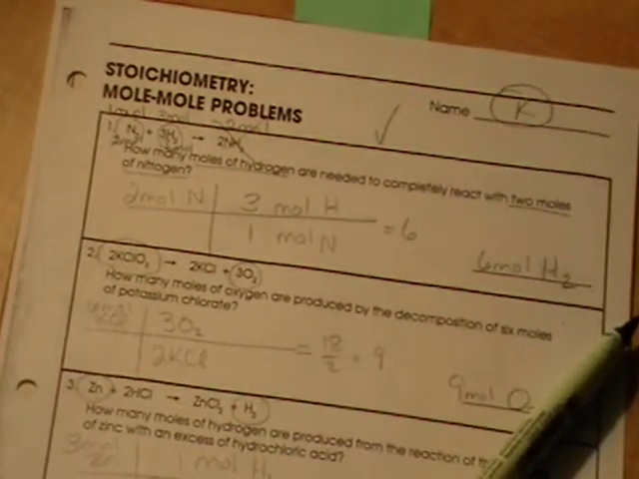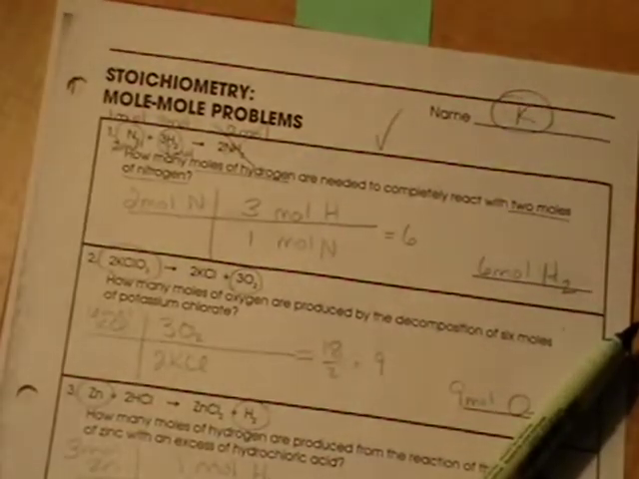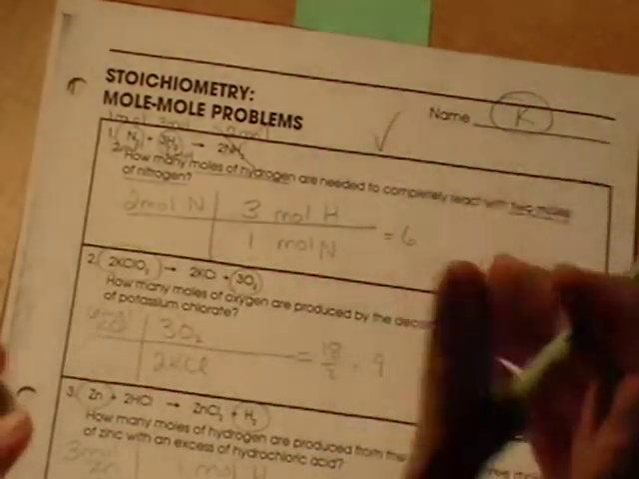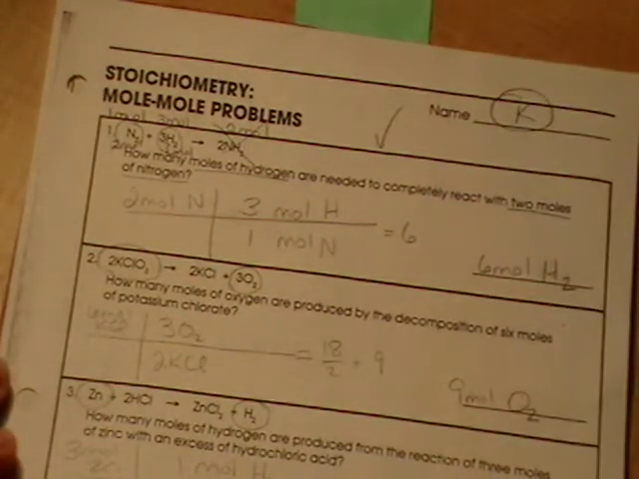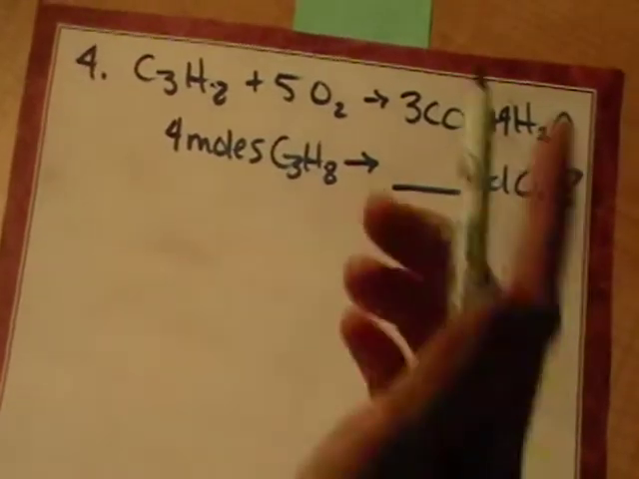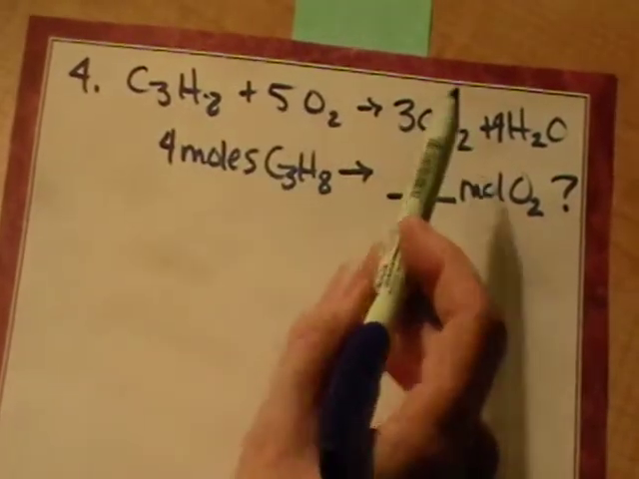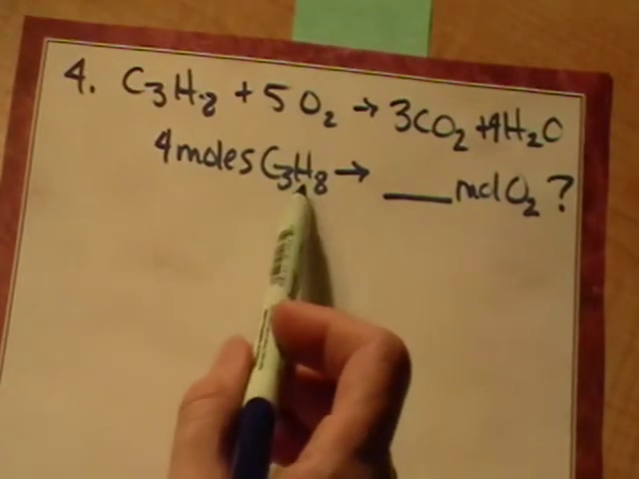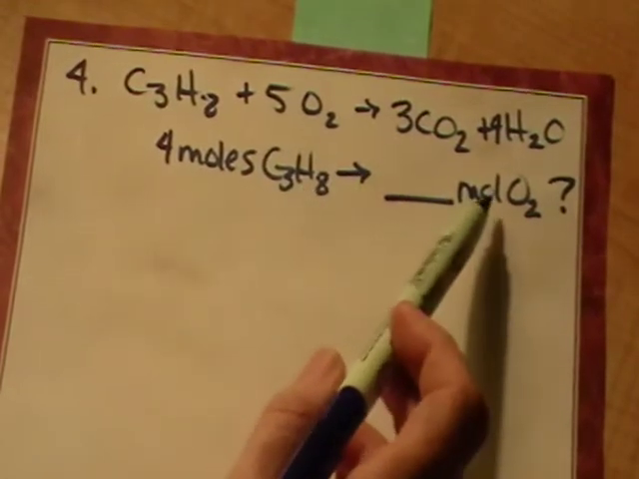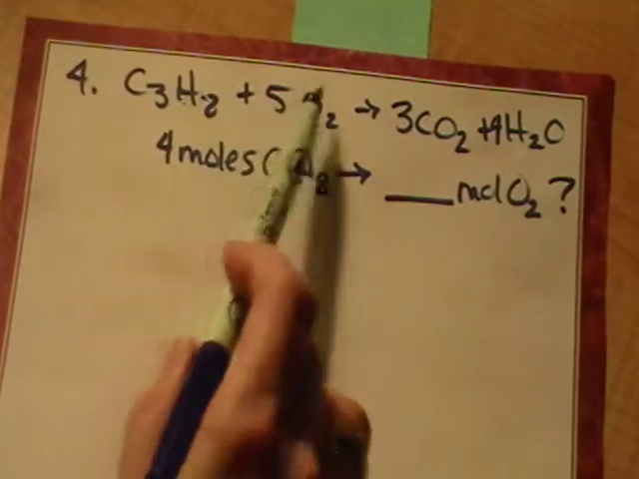Okay, in stoichiometry, the most basic relationship we have is a mole-mole. I'm looking at your mole-mole problems from your homework. I'm going to look at number 4 and see how that one works out for you. Basically, this is the equation you're given, and the question is, if you have 4 moles of C3H8, how many moles of oxygen are going to react with it?